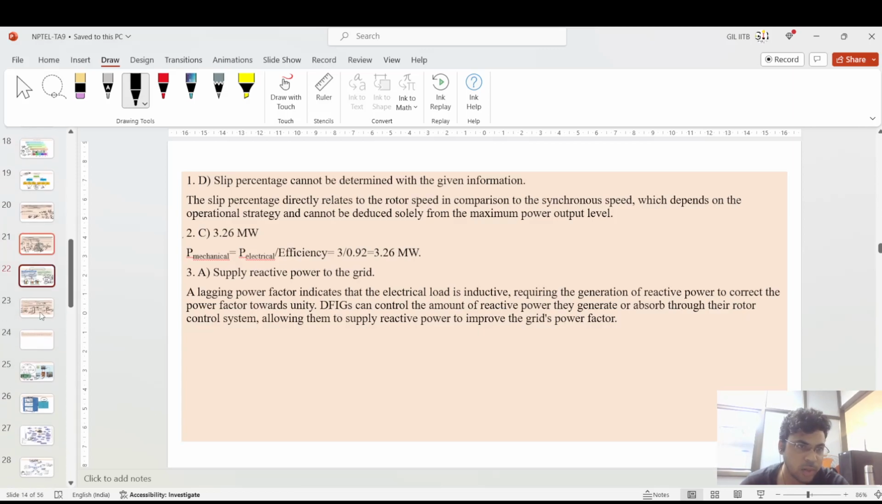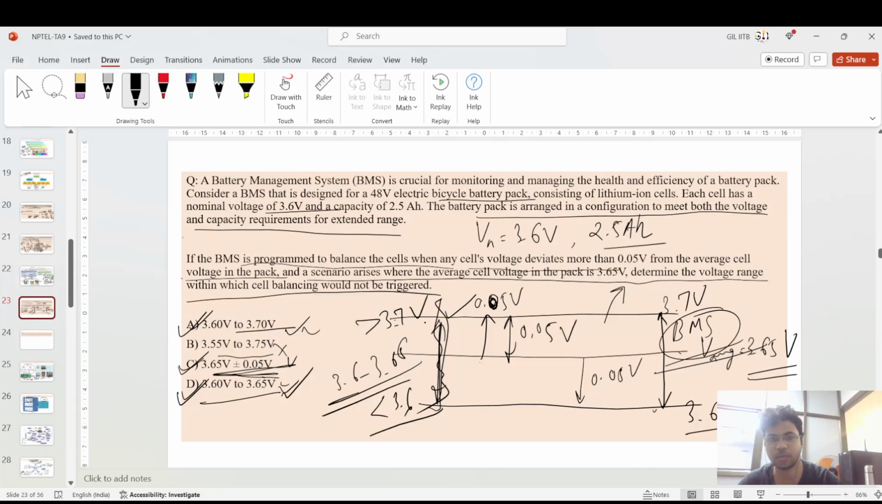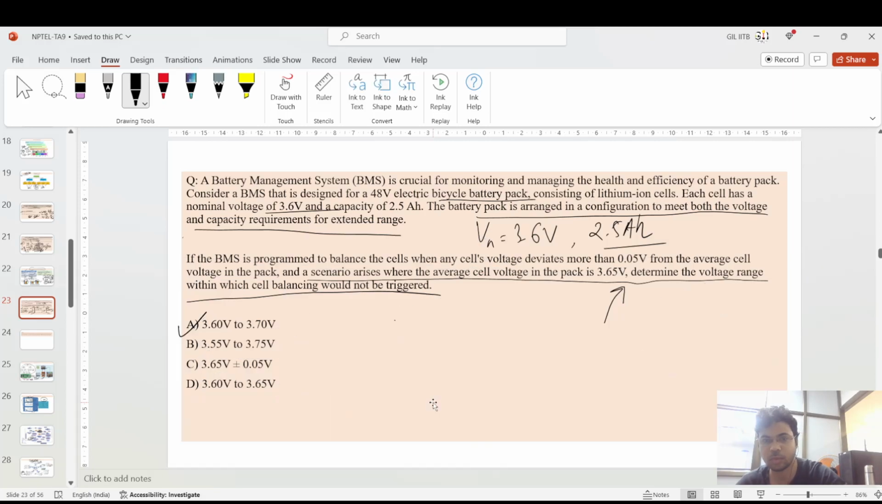Let me take one question which already caused confusion for Dharni, the battery balancing question. Oh yeah, this question. Let me read it again and solve it again.